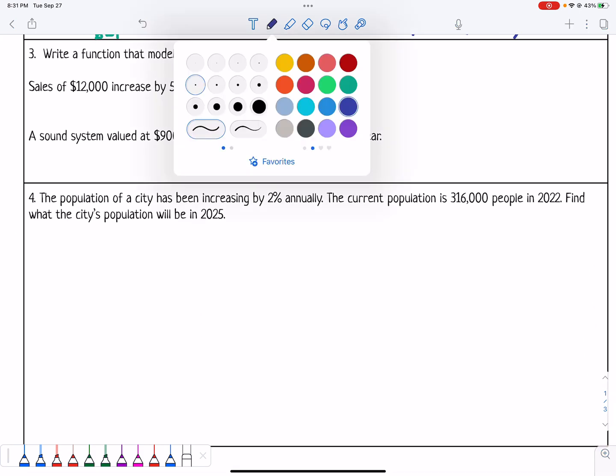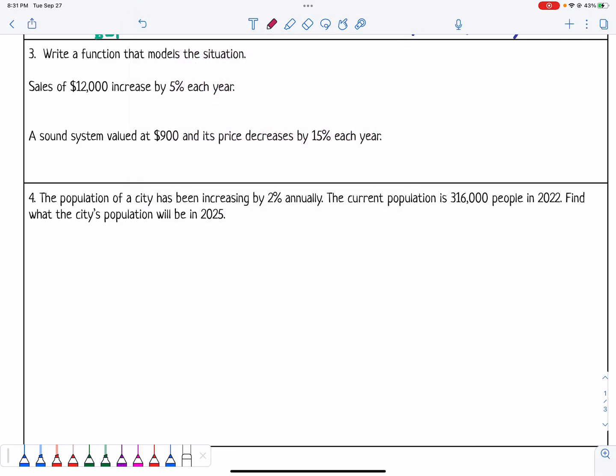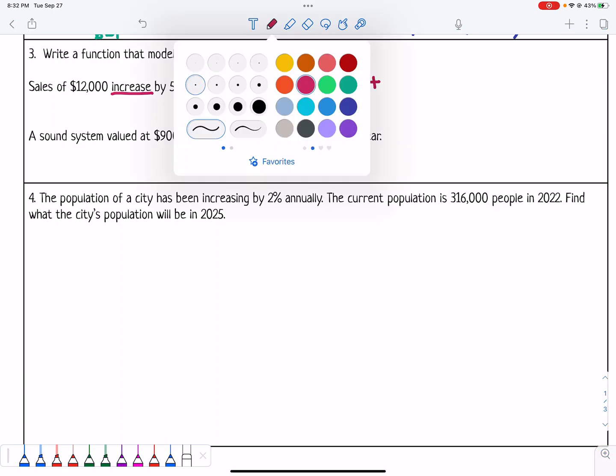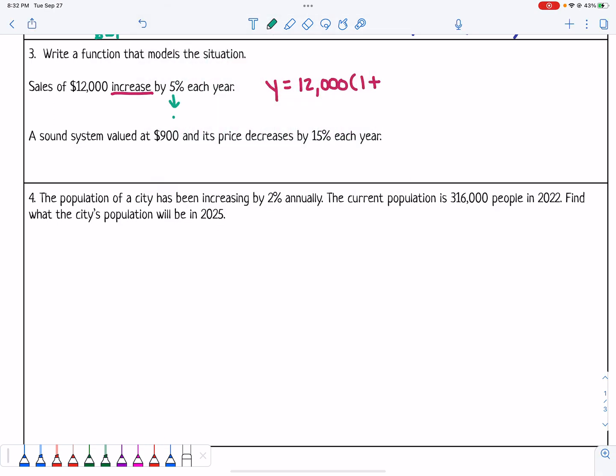For number 3, it says write a function that models this situation. Sales of $12,000 increase by 5% each year. So let's write y equals the initial amount of sales, which is $12,000. They increase each year by 5%. So we need to write 1 plus, and then change that rate to a percent. So 5% would be 0.05. Remember to move the decimal 2 places to the left or divide it by 100 when you're putting it into the function. So that'll be 0.05, and then we could put a little t or an x for the exponent.